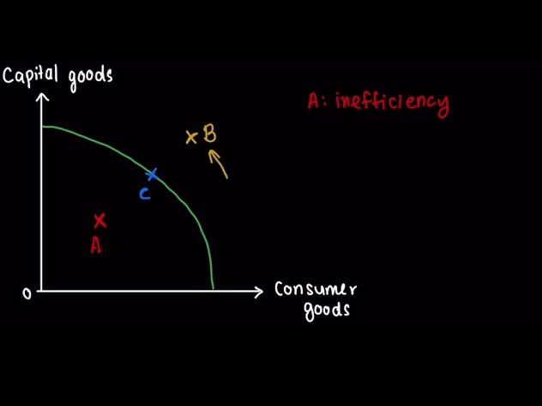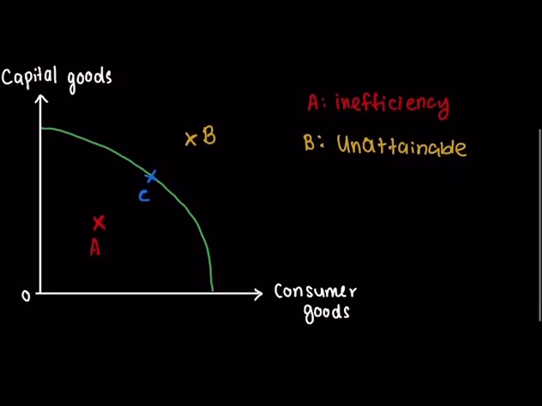Point B, on the other hand, means unattainable. This means that the goal is too high. You can't go above the PPC curve without the factors increasing. So if the point is above the PPC curve, then it is unattainable as they do not have enough resources and technology to produce this much output.